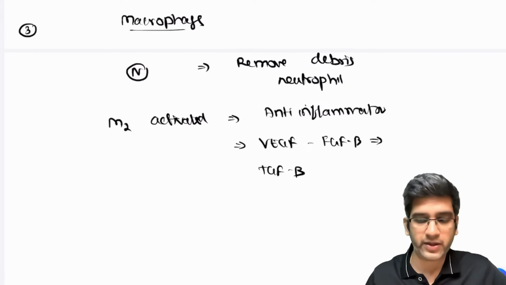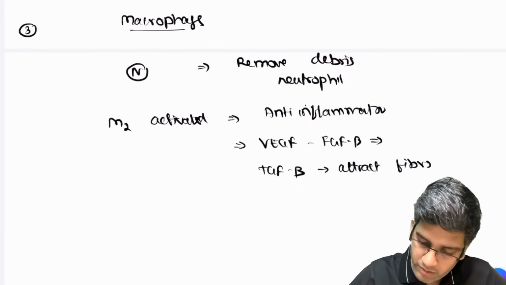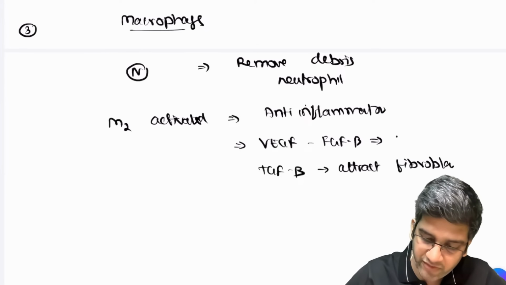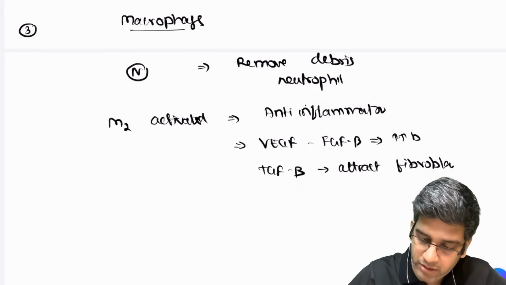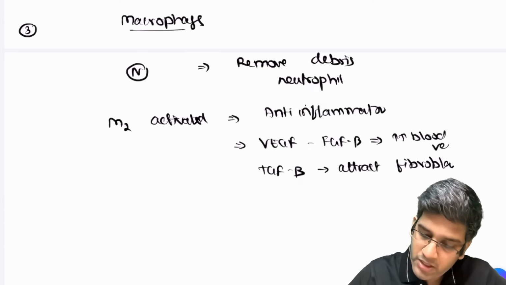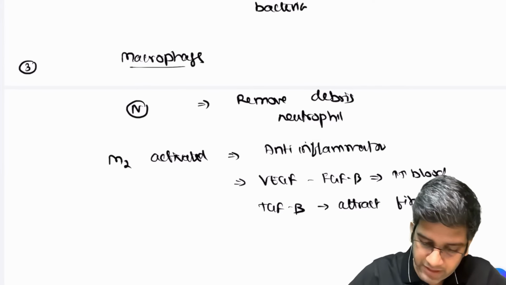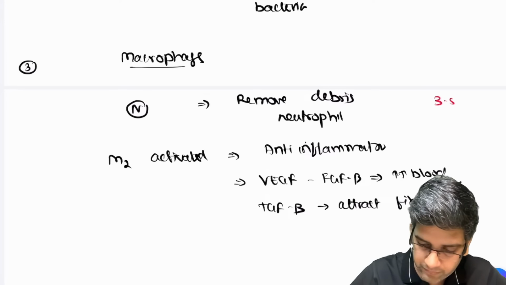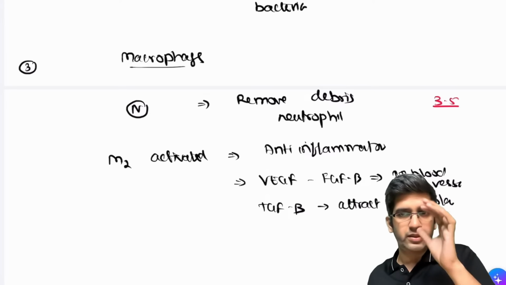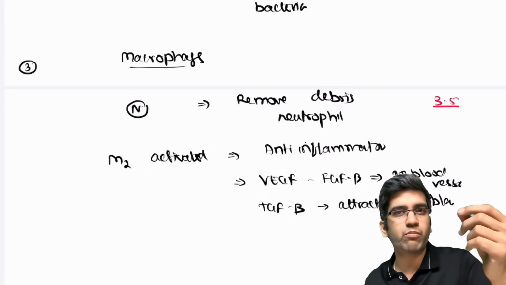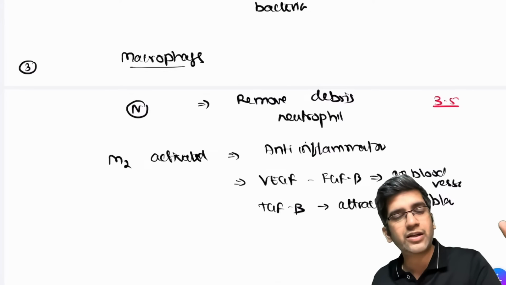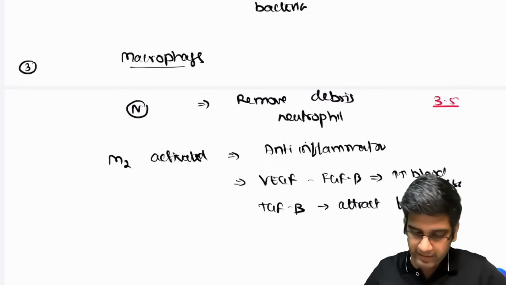TGF beta is going to attract fibroblasts, and VEGF, FGF beta is going to increase blood vessels. There are two things which happen, and the timeline is around 3 to 5 days. Okay, it differs. Again, body response also differs. Around 3 to 5 days. This is what maximum will be there, right?